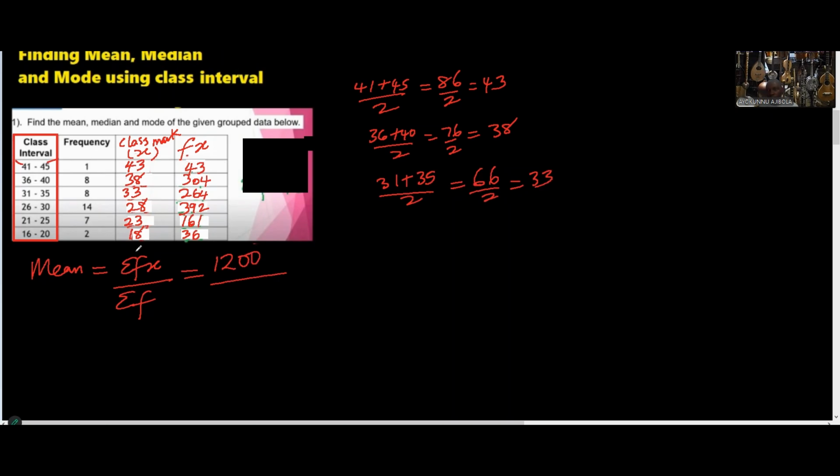Then summation f is the addition of all these, okay? All the frequencies. So let's add the frequencies together. We have 8 plus 8 plus 1 plus 14 plus 7 plus 2. That's 40.